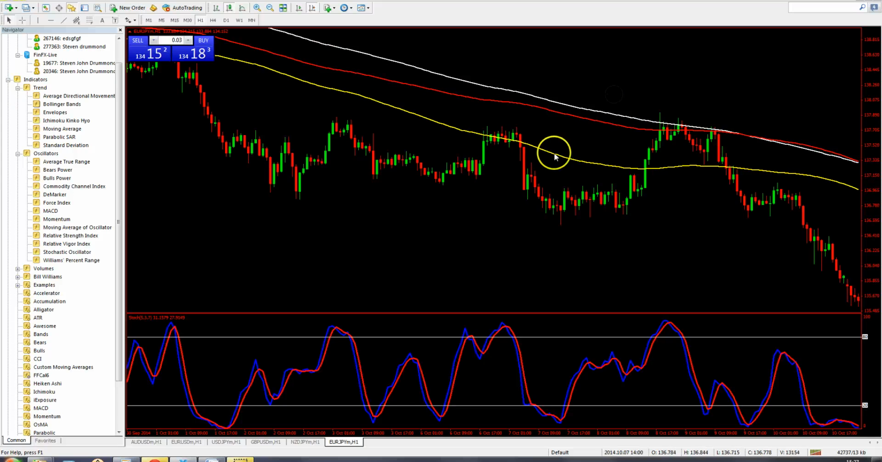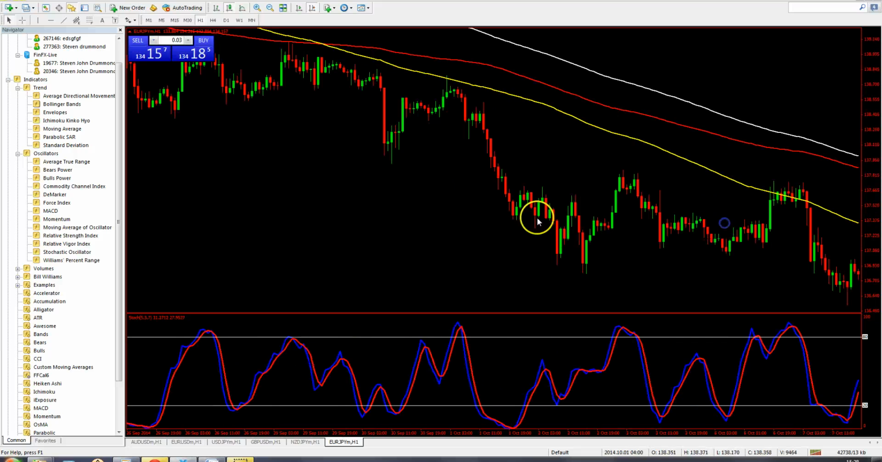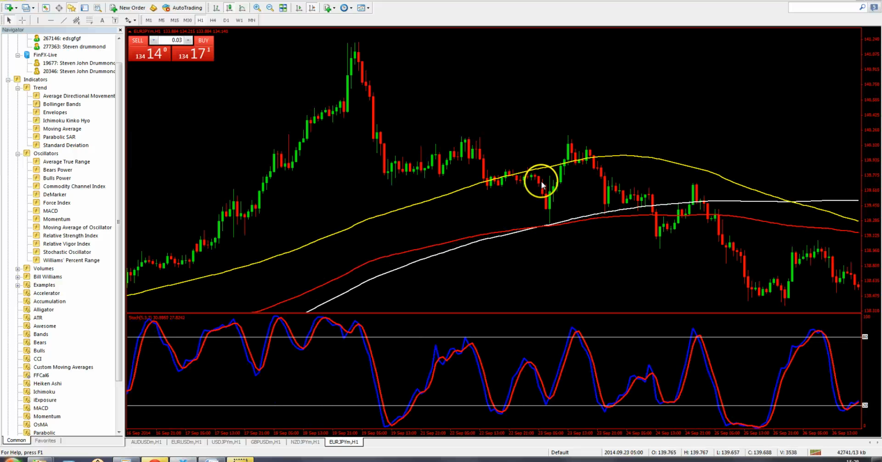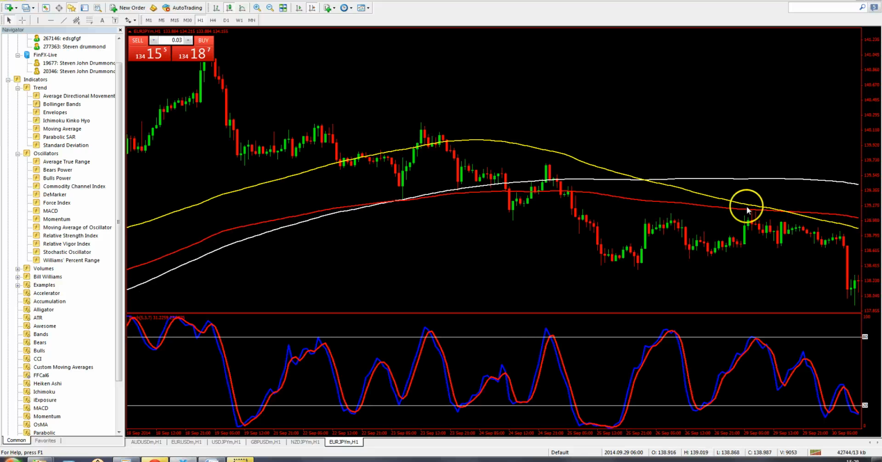So this is what you look for: a test of resistance. It's inverted if it's support. So if the price is above it and contacts it there, now it's support, now it becomes resistance.